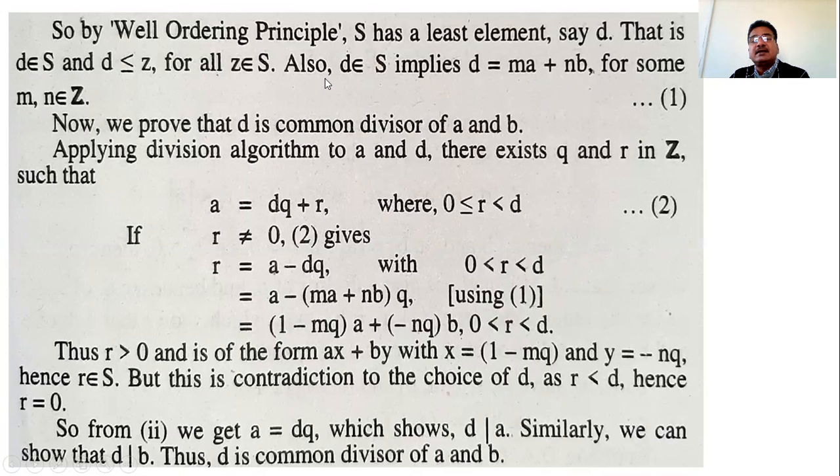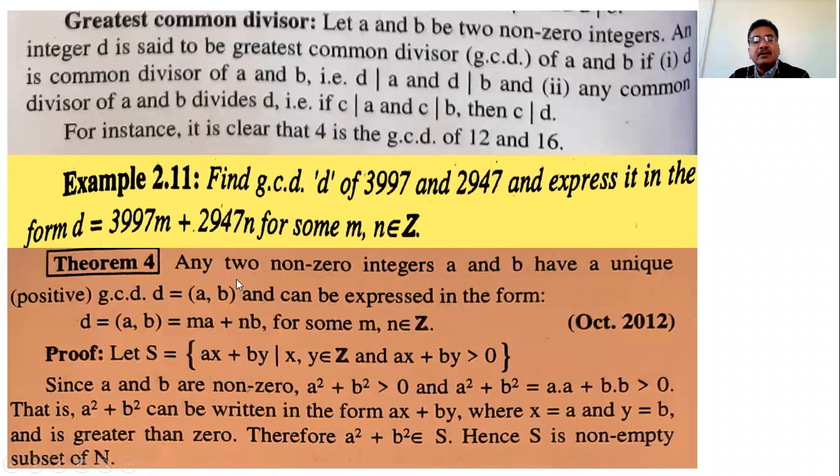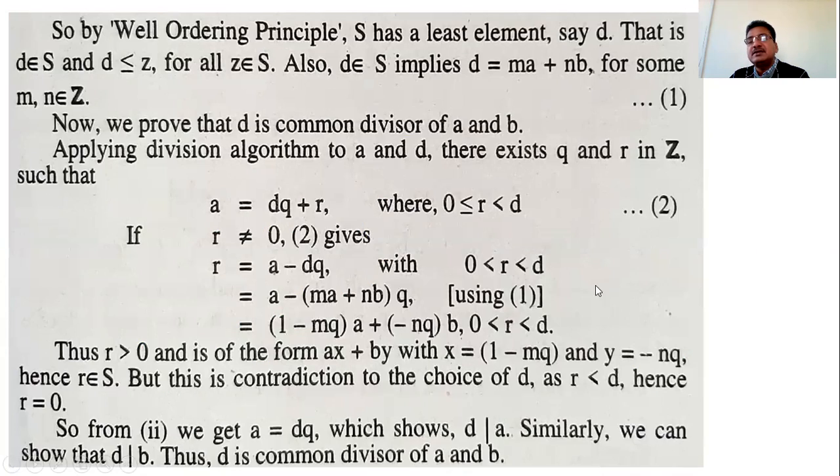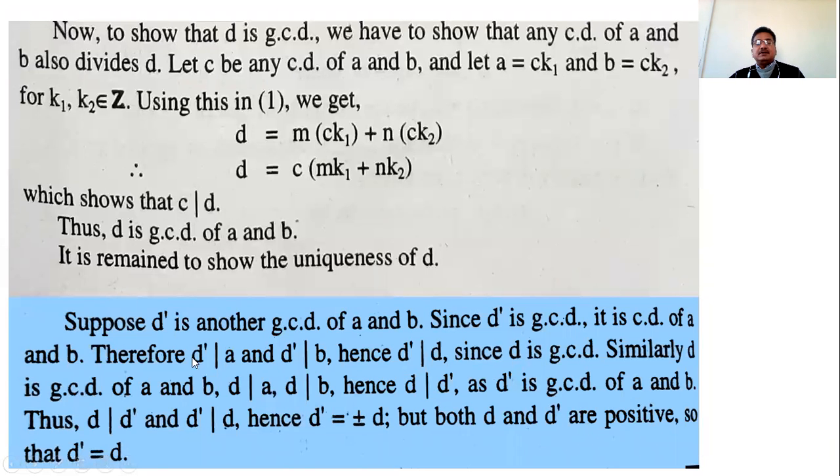D is a greatest common divisor of A and B, and that's why any two non-zero integers A and B have a greatest common divisor D and can be expressed in the form MA plus NB. Now it remains only to show the uniqueness of D, that is, D is unique. We assume there exist two greatest common divisors of A and B. Suppose D and D dash are both greatest common divisors of A and B.